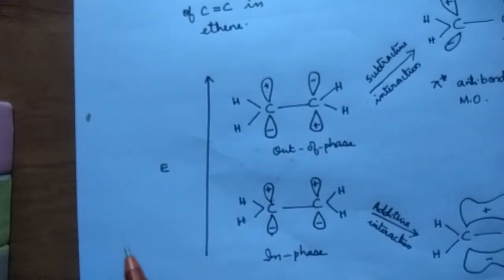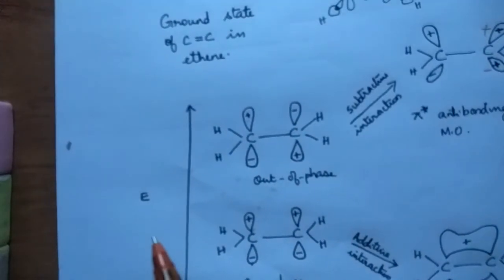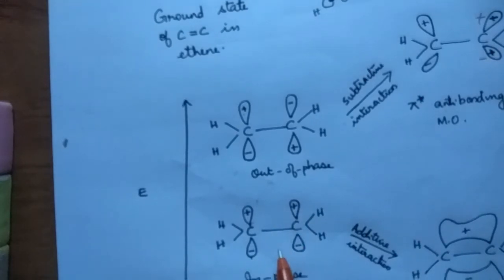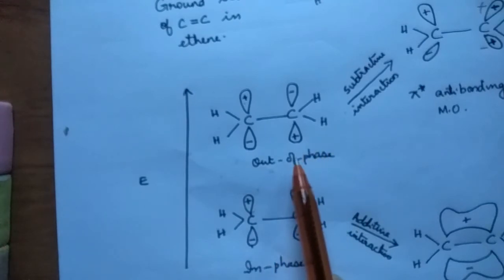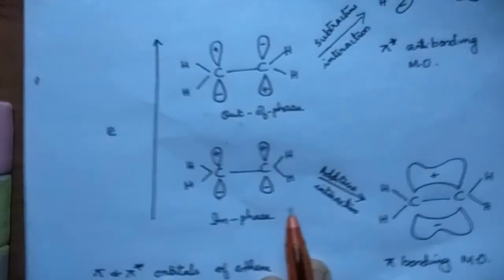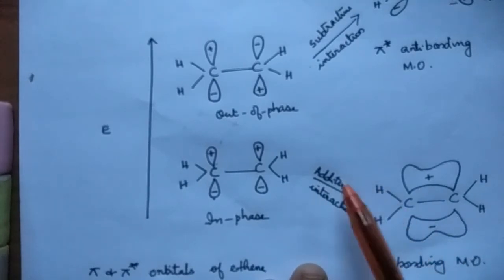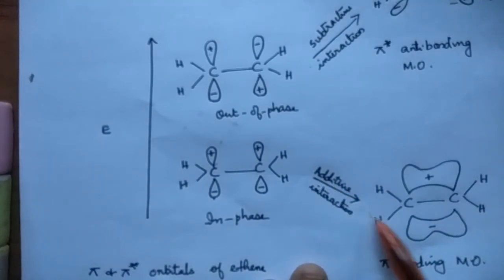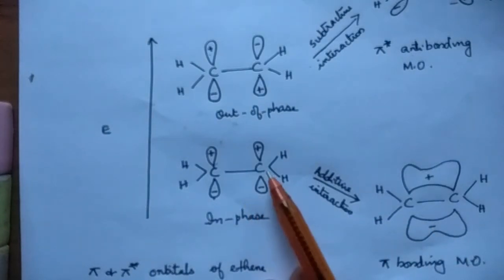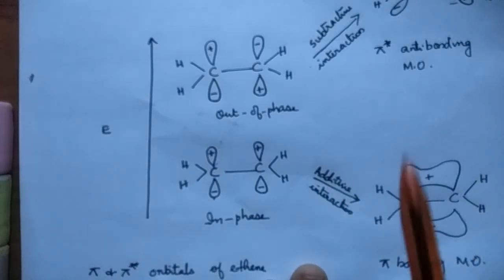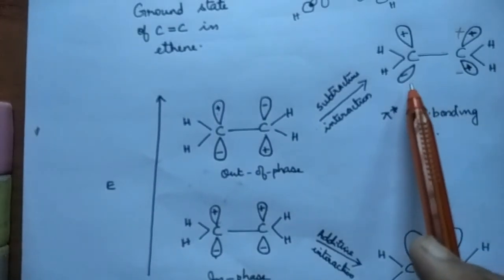And here the energy is represented, and from the figure it is very much clear that the in phase combination has lower energy, and out of phase has greater energy. When the in phase is converted to a pi bonding molecular orbital, what it represents is that we are drawing it a little lower. Here it is also representing the energy. Once it forms the pi bonding, it will have lower energy, and out of phase pi star has higher energy.